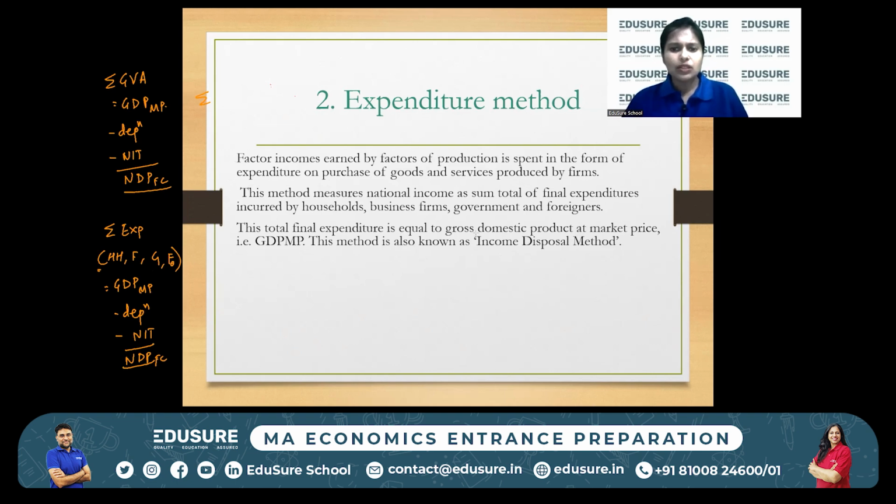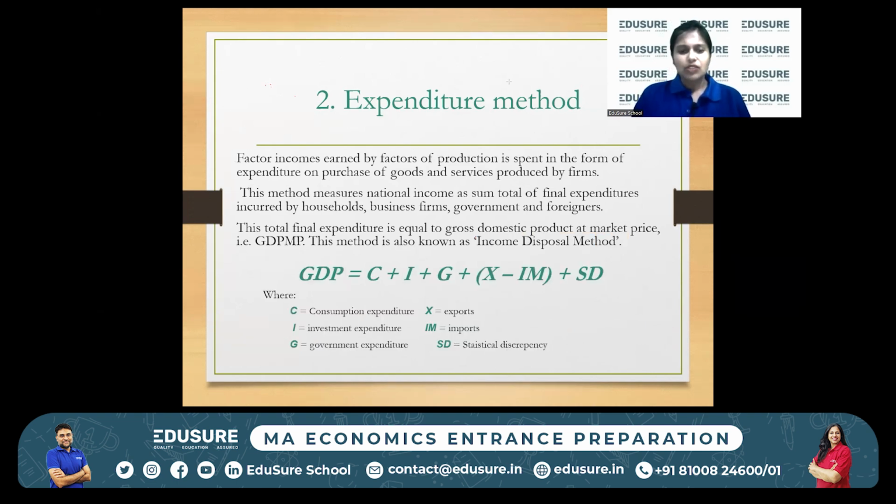Okay, so they both add up to gross domestic product at market cost. This is also called the income disposal method. Okay, so GDP is C plus I plus G plus X minus M. There's also this term called statistical discrepancy. So if you are given in the question that there is some statistical discrepancy, you add that. That becomes part of GDP. Okay, because data collection has its errors.